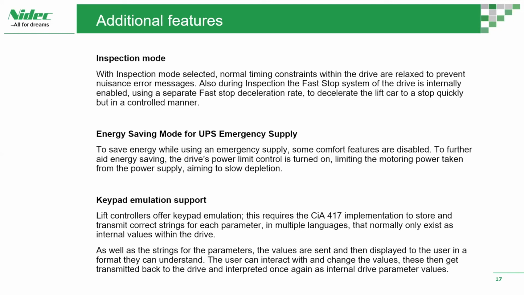Energy saving mode for UPS emergency supply. So basically, to save energy while using an emergency supply, some comfort features of the drive are disabled. And to further aid energy saving, the drive's power limit control is turned on. So this limits the power taken from the power supply, aiming to slow down the depletion of that emergency power supply.